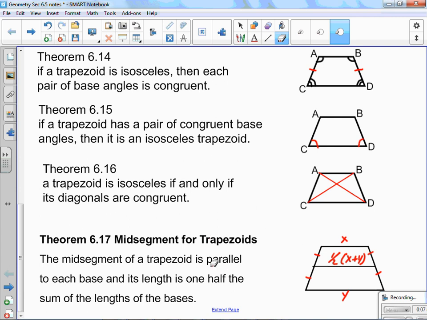And lastly, theorem 617, the midsegment of trapezoids theorem. It says the midsegment of a trapezoid is parallel to each base, and its length is 1/2 the sum of the lengths of the bases. So, kind of like when we did midsegments of triangles, a midsegment just goes from the midpoint of one side to the midpoint of the other side. So we're going from the midpoint of one leg to the midpoint of the other leg. And then the length of that midsegment is 1/2 of the two bases added together. Or it's the average of the two bases, basically.